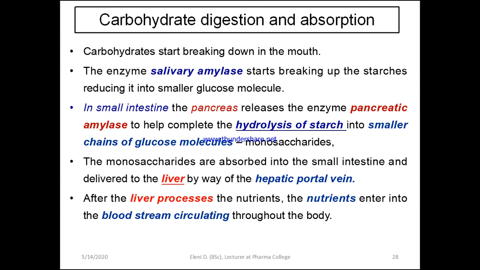The monosaccharides are absorbed into the small intestine, and they will be delivered to the liver by the hepatic portal vein. After the liver processes the nutrients, the nutrients enter into the bloodstream. They will circulate throughout the body, and they will have the function of supplying energy.